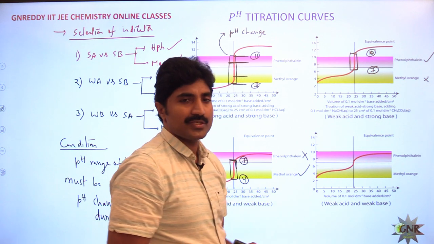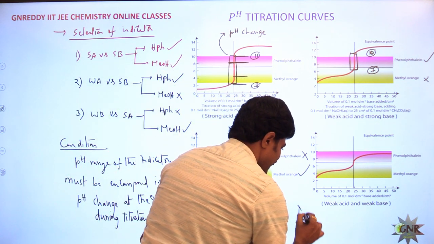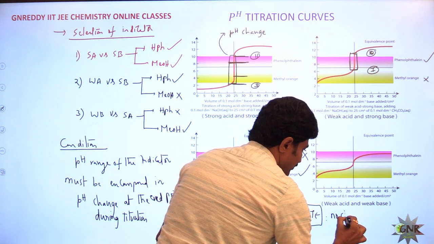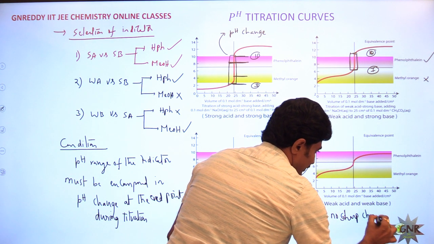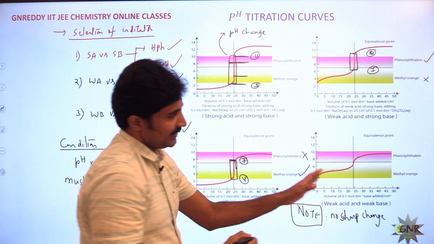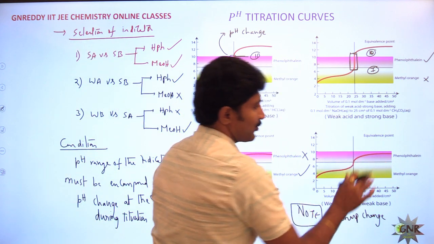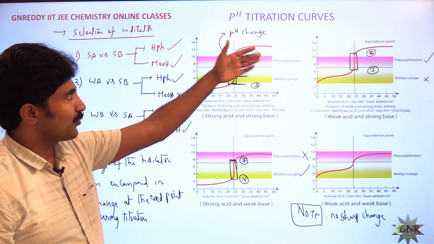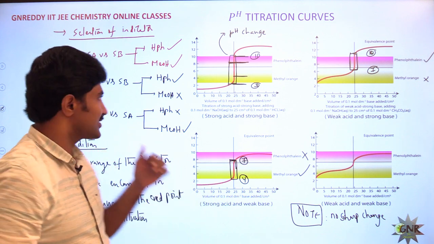If you look at weak acid versus weak base titration, there is no sharp change. Here the important note is no sharp change at the end point. That's why we can't use any indicator in this, and it is not considered a titration. So I am going to explain pH calculation in these three titrations at various stages.